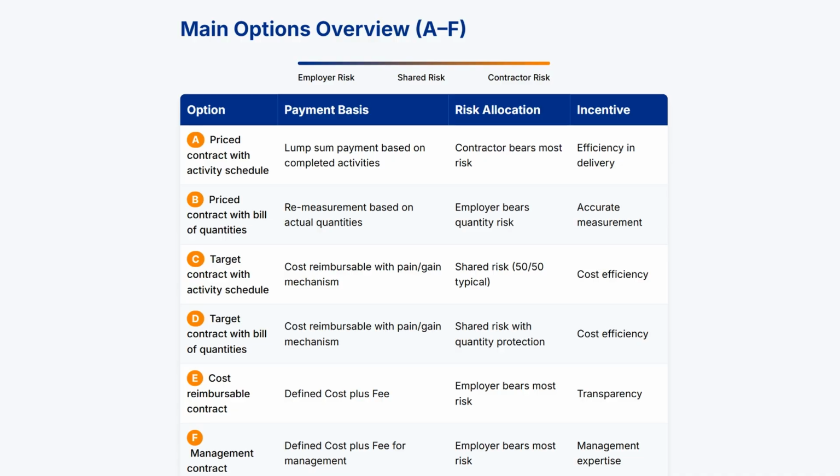The contractor is paid their actual costs plus a fee, but there's a financial incentive to beat the agreed target. Option C uses an activity schedule format, while Option D uses a bill of quantities. Options E and F are fully cost reimbursable, with the employer taking most of the financial risk. Option E is a direct cost-plus arrangement, while Option F is a management contract, where the contractor primarily manages subcontractors. Selection should be based on project complexity, risk profile, and client objectives.